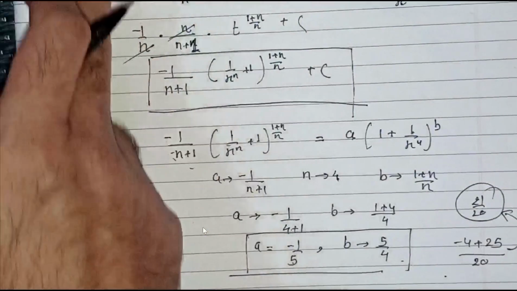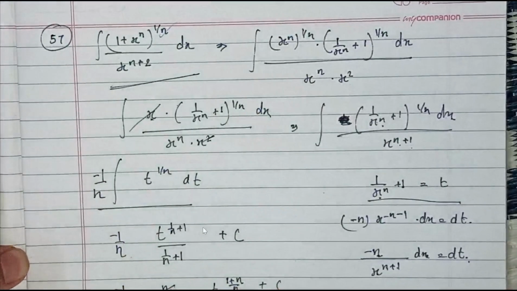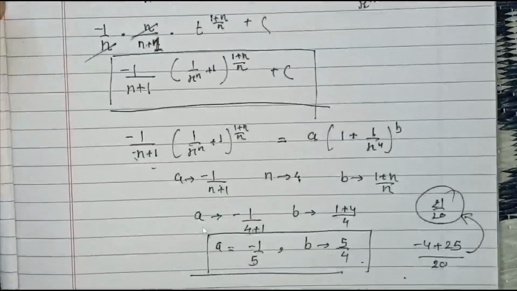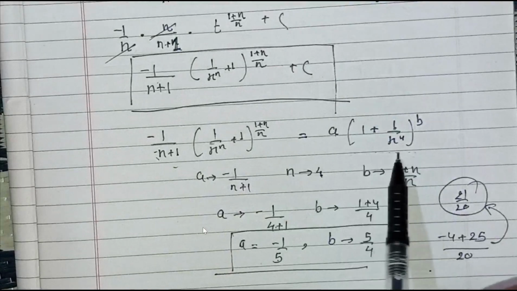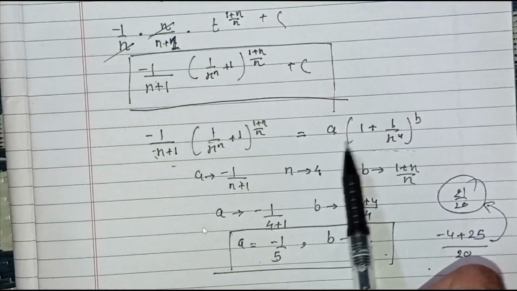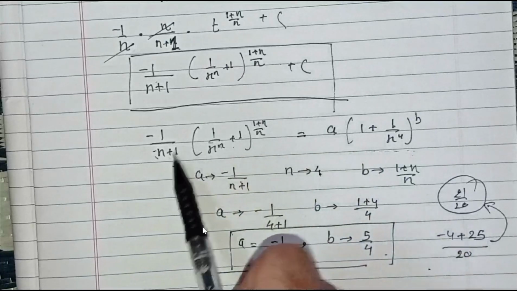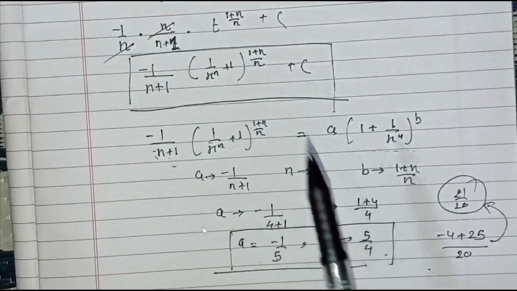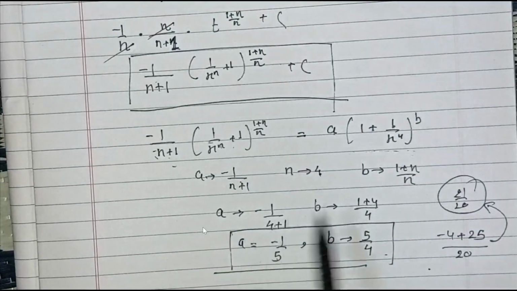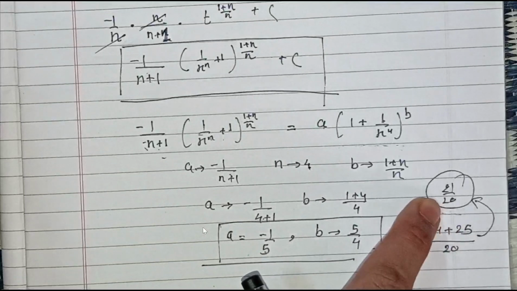I have solved the integration of this part in terms of n, and then compared my integration with what was given in the question. On comparing, I got the value of n, then putting the value of n in these two terms for a and b, I got the values of a and b, then adding these two values gives me the answer of this question that was asked in the options. It matches with 21/20.